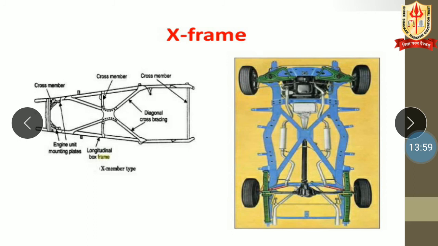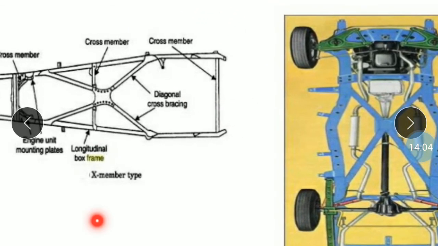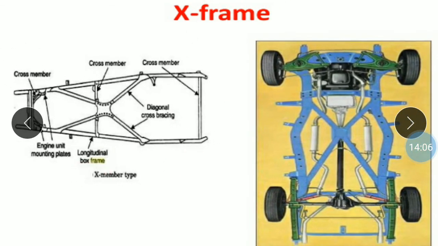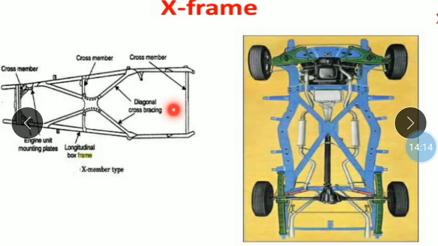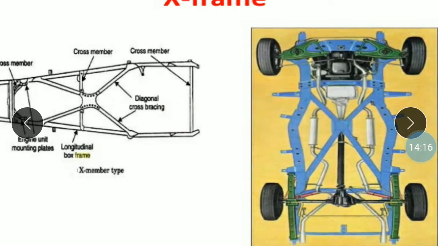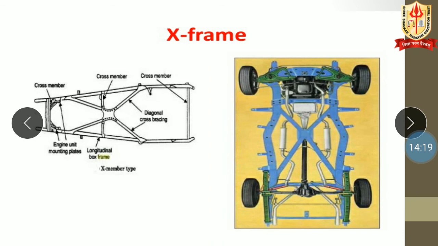Now this is the X type frame. Let's see it in detail. This is the diagram which you have to draw in your exam. The other one is for your understanding purpose, and this one you have to draw in your exam. So what are the components of this frame? This is a cross member, this is a cross member. This is a longitudinal member, this is a longitudinal member, and this is the X.